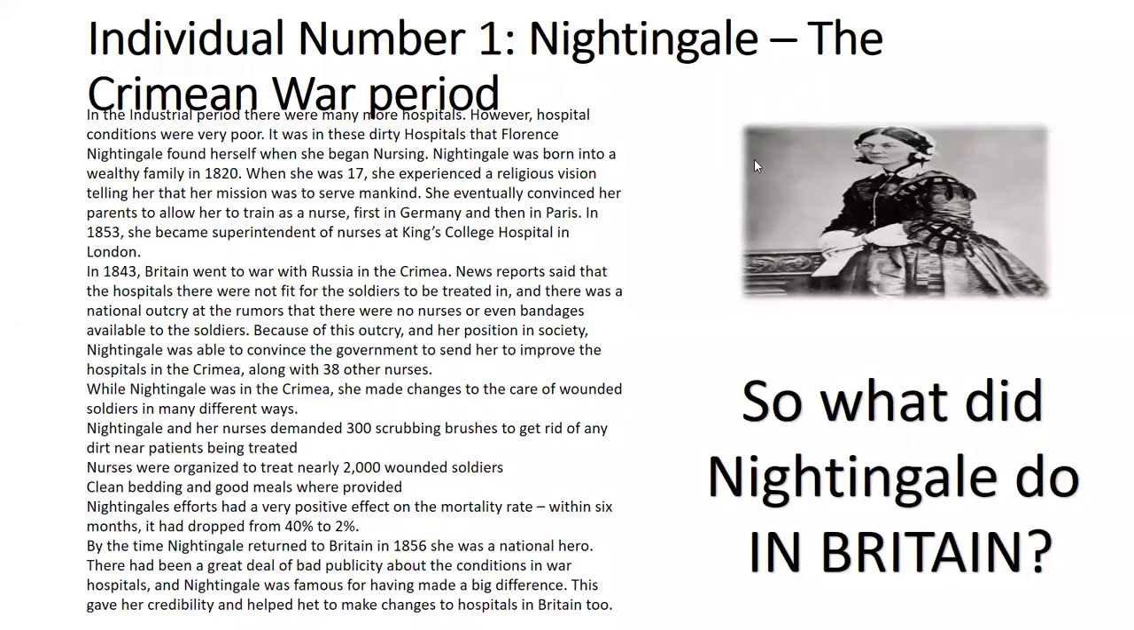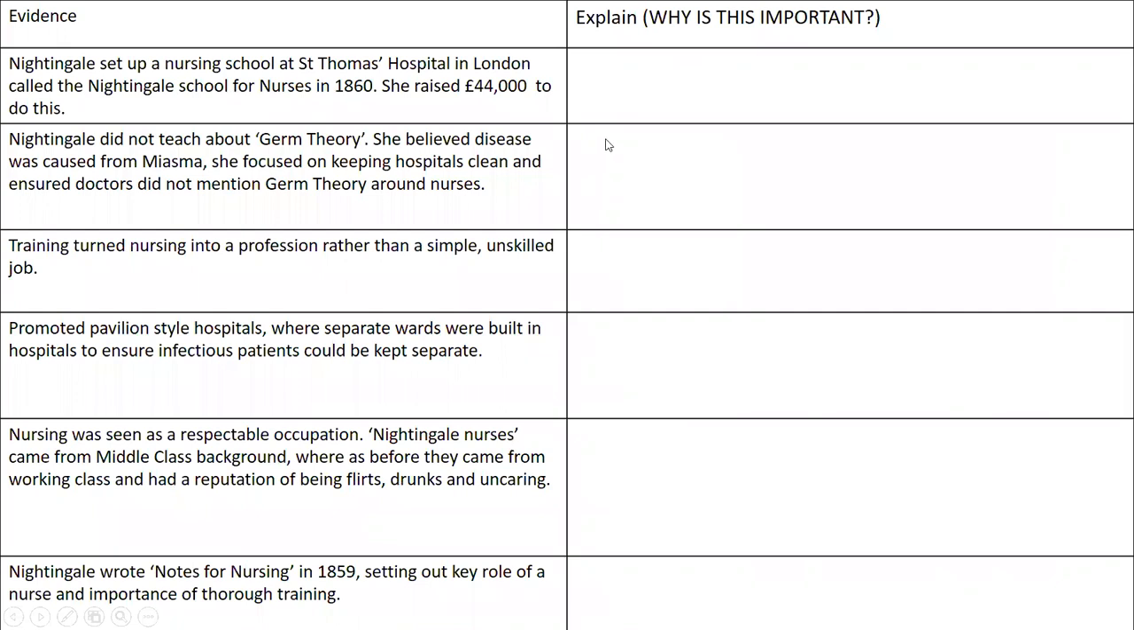So that's the background. That's Nightingale, the background, how she developed this reputation as a hero. But what did she do that made the changes in Britain so wide? I'm going to go through some of these things here, and your job will be to explain. So if you've got the treatment question for GCSE, you've got the evidence here, your job is then to explain why that caused change. So Nightingale set up a nursing school at St Thomas Hospital in London called the Nightingale School for Nurses. She raised £44,000 of her own money to do this.